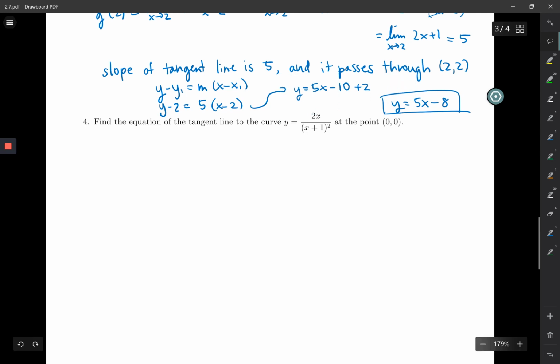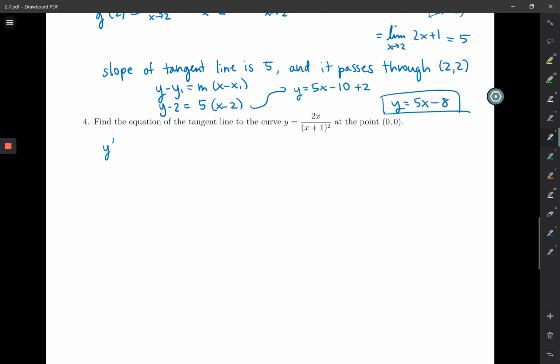Okay, so the curve y equals 2x over x plus 1 quantity squared at the point 0, 0. So this is given as y equals something. So when we have something like this, we usually use the notation y prime. And so very similar to the f prime of x notation or f prime of a notation, is just to match the form that it's given in.